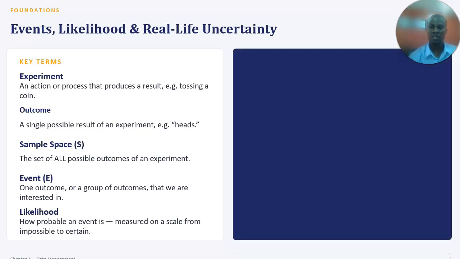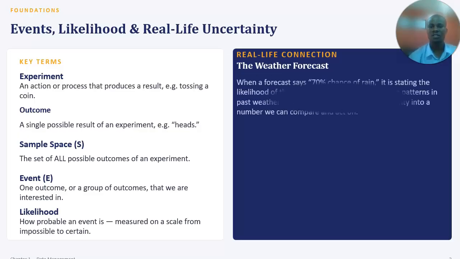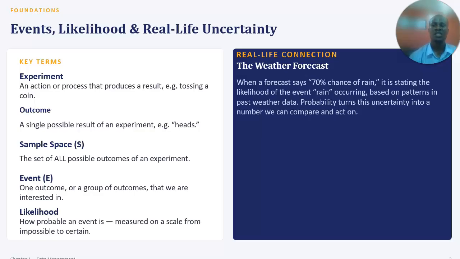So let's talk about a real life connection. Now we have a weather forecast. As a meteorologist, I say the weather forecast says there will be a 70% chance of rain. So this is stating the likelihood of an event, and what's that event? Raining, occurring based on patterns in past weather data. Now probability turns this uncertainty into a number that we can compare and act on.